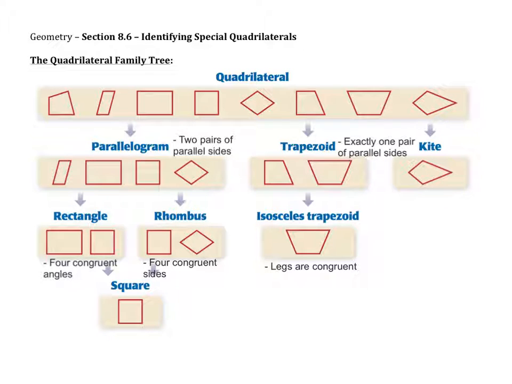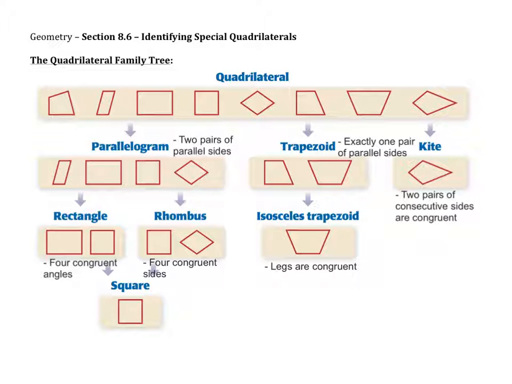And then finally, we have our last special quadrilateral, which is a kite. A kite has no pairs of parallel sides congruent, but has two pairs of consecutive sides that are congruent. But remember, opposite sides cannot be congruent. Otherwise, it would just be a rhombus. So this is the quadrilateral family tree.